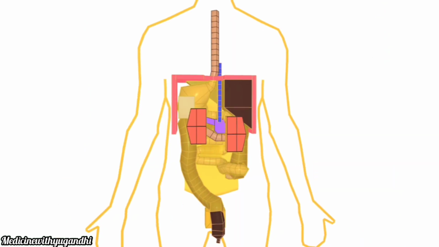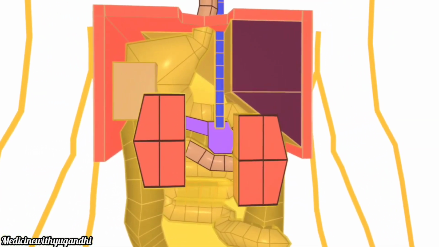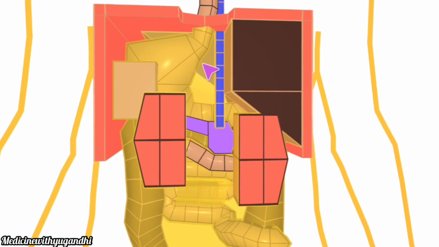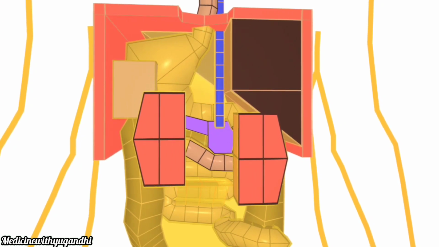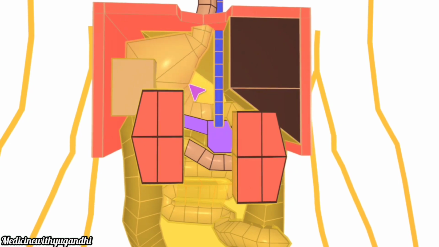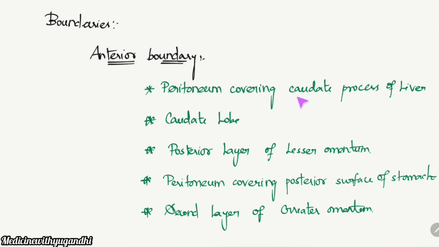Hope by now the anterior boundaries of the lesser sac are more clear. Again, I am repeating, the anterior boundary is formed by the peritoneum covering the caudate process of the liver, then the caudate process, then the posterior layer of the lesser omentum, and then the peritoneum covering the posterior surface of the stomach and the second layer of the greater omentum.